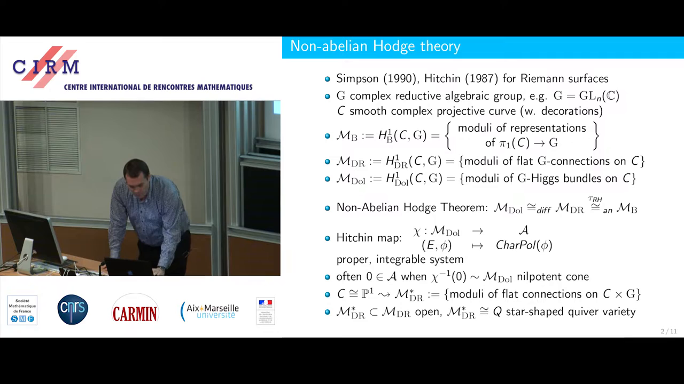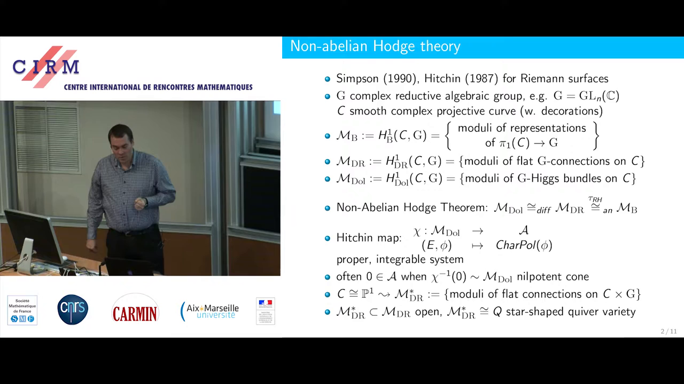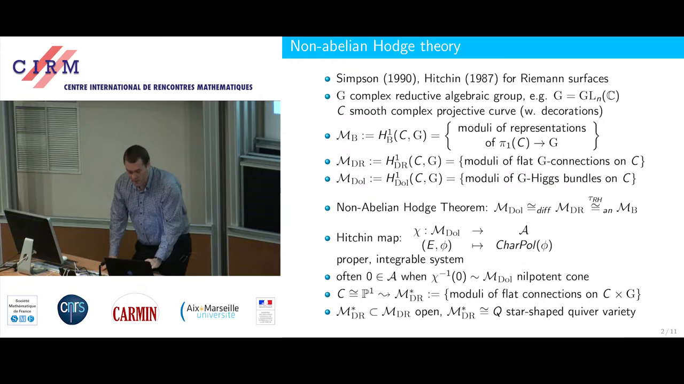And then the Betti version of this cohomology is going to be defined as the moduli space of representations of the fundamental group of the Riemann surface to the complex group G, modulo automorphisms. It's an affine variety. And this is what we think of as the first non-abelian cohomology. You notice that we are losing the linear structure of the usual abelian cohomology. Instead, we will have some non-trivial topology on this variety.